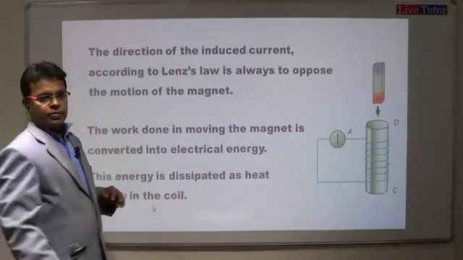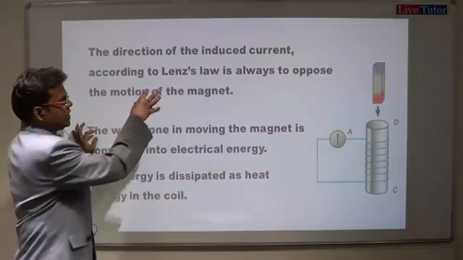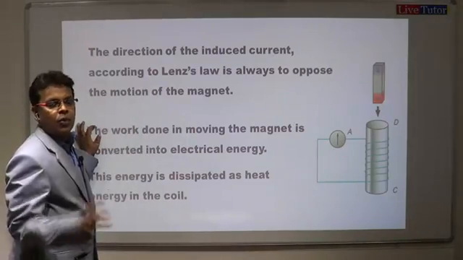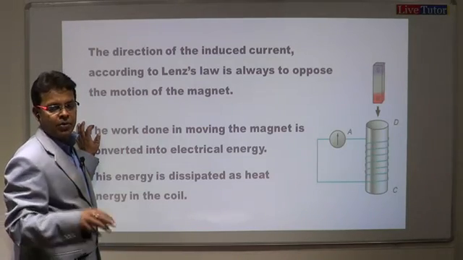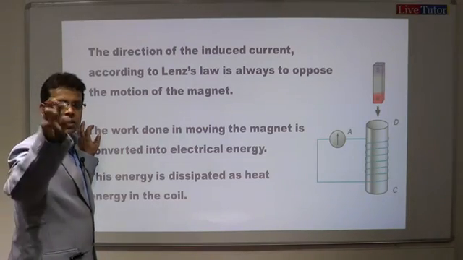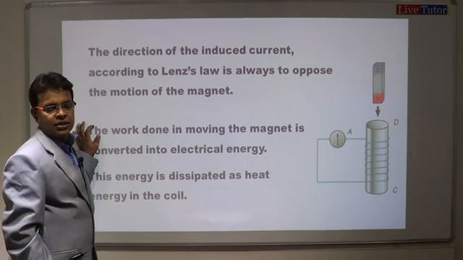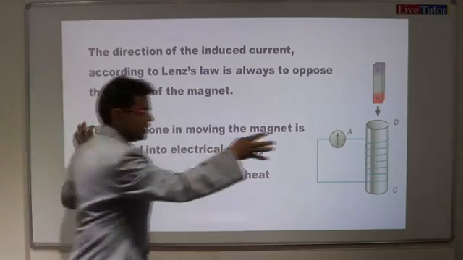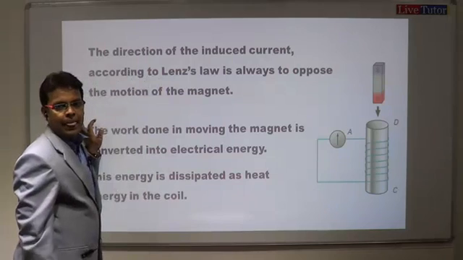Now, according to Lenz's law, we know what that is? The induced current always opposes the motion of the magnet. Because this motion of the magnet is producing EMF. So what is the cause or change for this induced current? The movement of the magnet. Right? So what will the current in this coil do? It will always oppose the motion of the magnet.